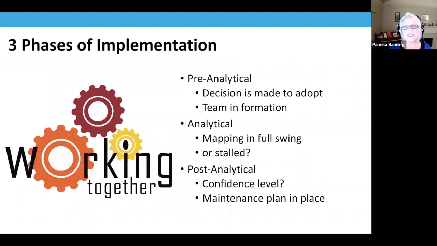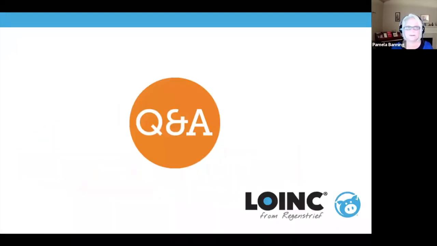So just take a moment and jot down, where is your project right now? Are you in planning and pre-analytical? Are you in the middle of it and you're in analytical and you're in full swing, just grooving along? This conference is just coincidental. Or are you stalled and you're looking for some help? Reach out to the community. Or are you in your maintenance plan and you just need your confidence level boosted, or perhaps you're all set to go. But anyway, I'll open the floor for questions.